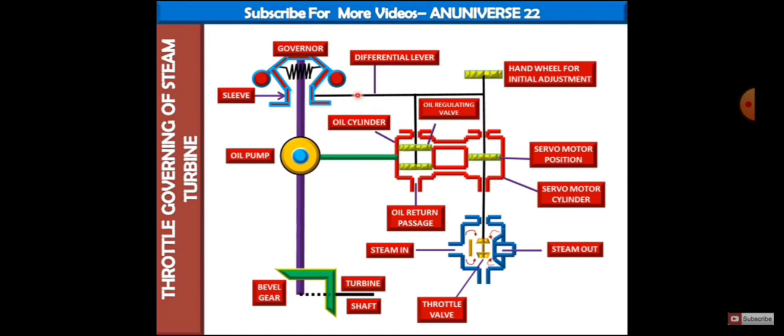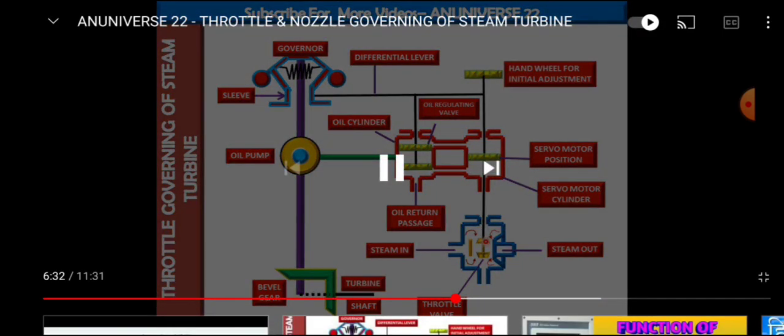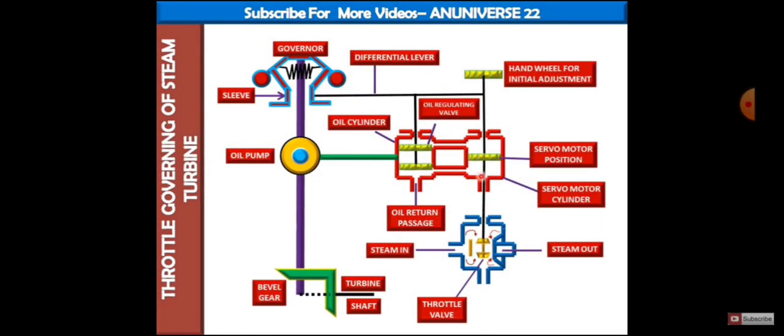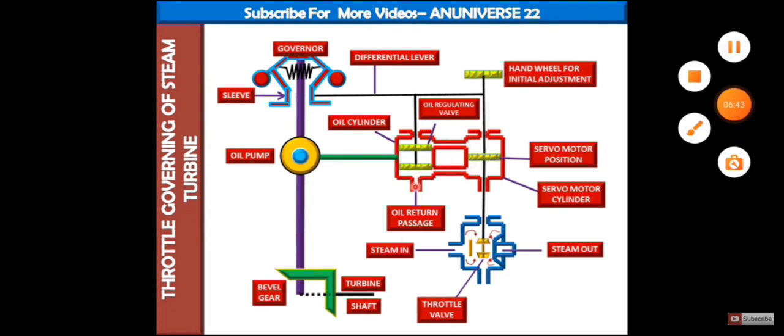If this differential lever moves up, then this pilot piston moves up and this relay piston moves down. Due to its upward movement, this valve becomes open and oil from the oil pump starts flowing through this valve and forces this relay piston to move down, and when it moves down, it shifts the position of the throttle valve, and the oil goes out through this oil return passage.